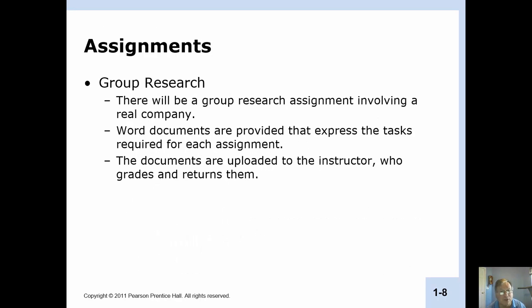With the group research, again, we're going to follow a real company. Each week there'll be Word documents provided that give you the tasks that are required for each one of those assignments. Those documents, again, are uploaded to the instructor who grades and then returns them.